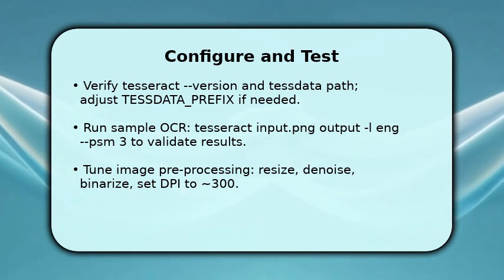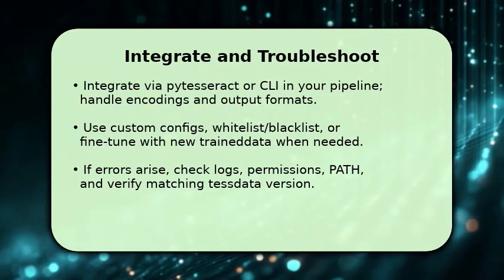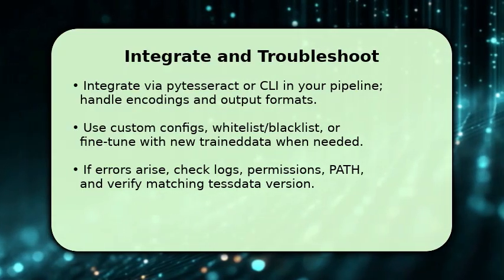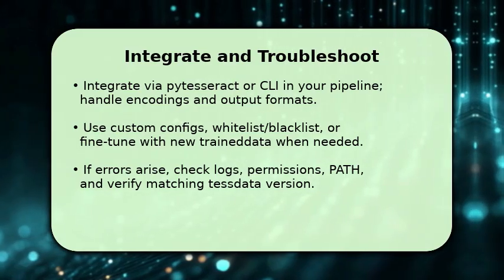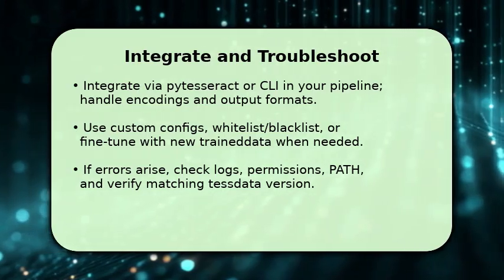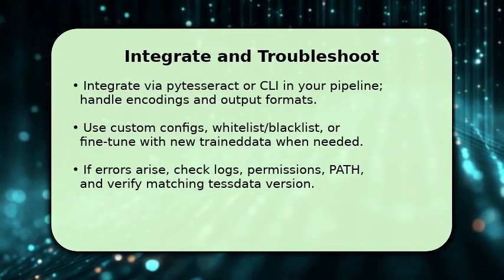You finish by integrating Tesseract into your application. Call it via pytesseract, subprocess CLI, or a wrapper and choose output formats like hOCR or TSV. Once integrated, refine accuracy with custom config files, character whitelists, or by training additional data for niche fonts. Make sure to handle text encodings and concurrency limits in production.